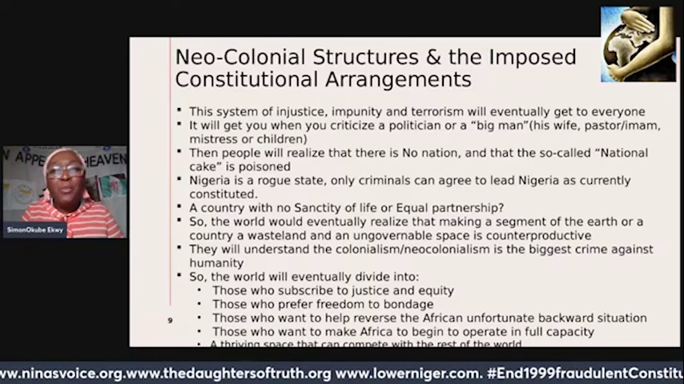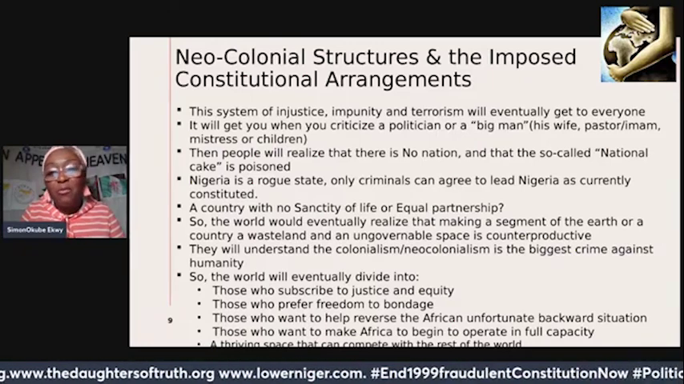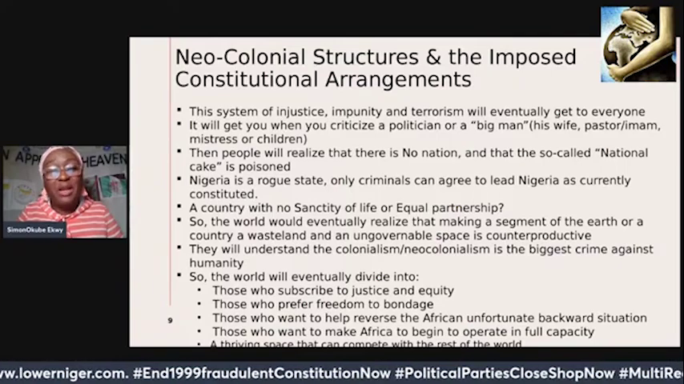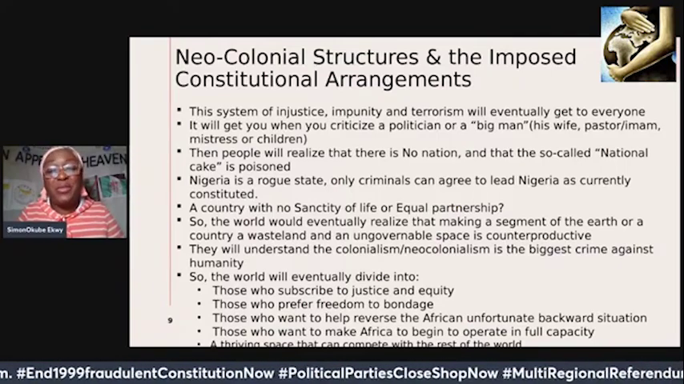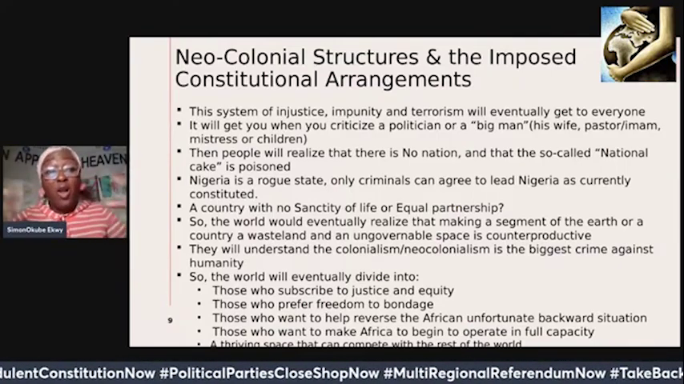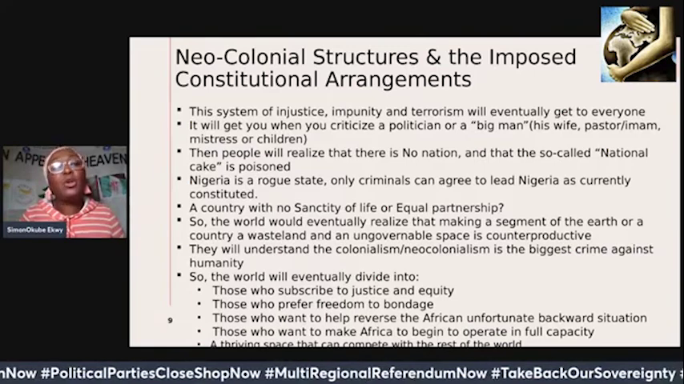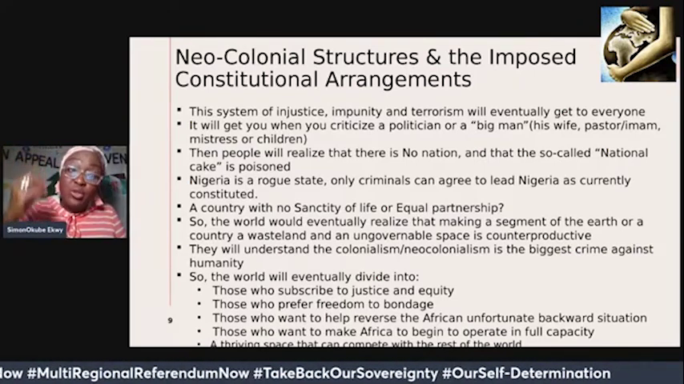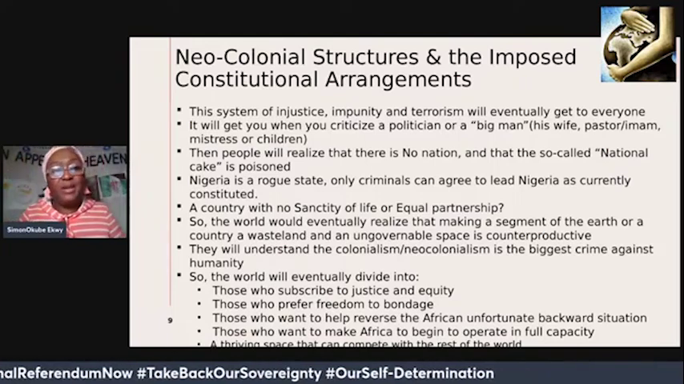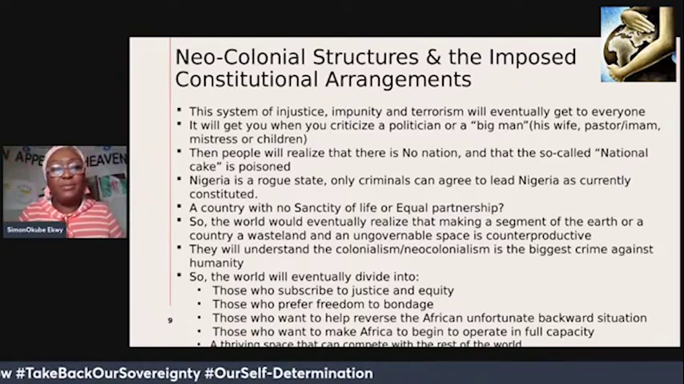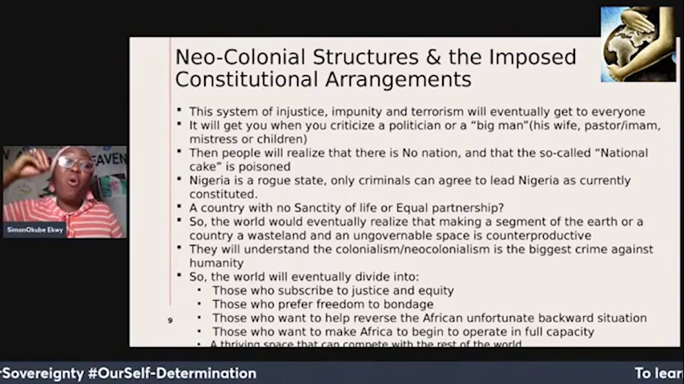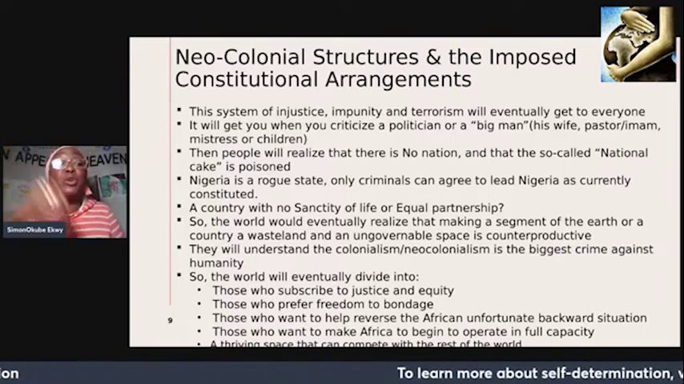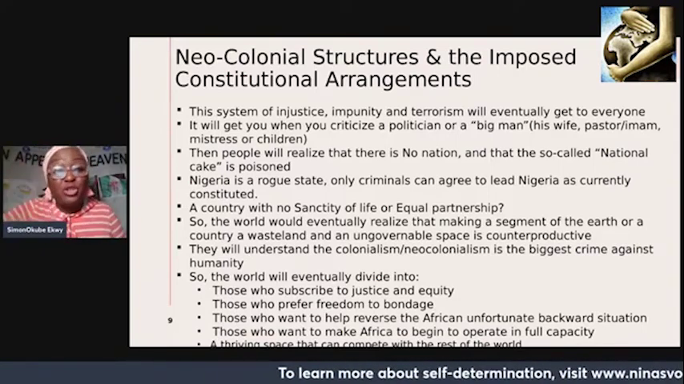Those who want to help reverse African unfortunate backward situation. Because it's going to come. Like we said, everybody will chop breakfast. And then we will all, as humanity, collectively agree, the way we agreed and brought down transatlantic slave trade. Everybody became abolitionist. That's the same way we are all going to fight against colonialism and neo-colonialism, because everybody go chop breakfast. And everybody's already chopping the breakfast.